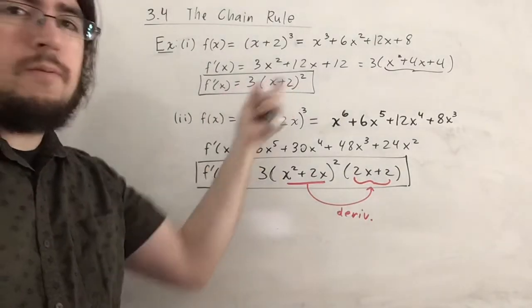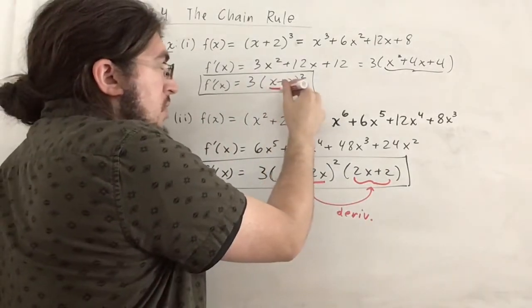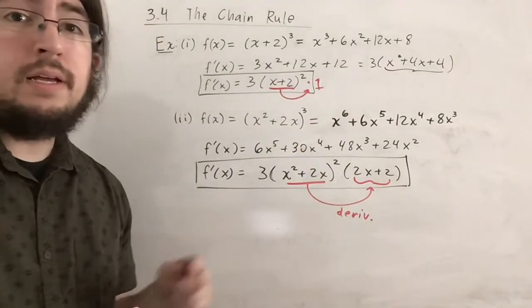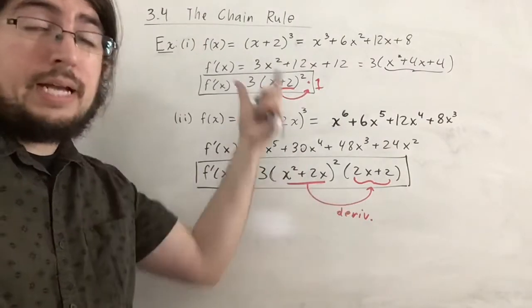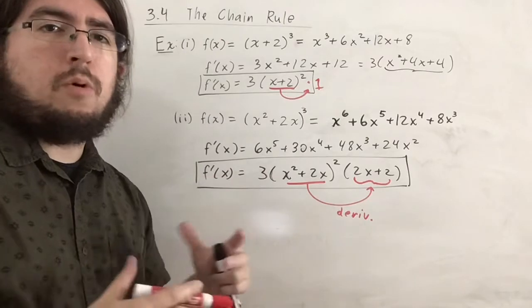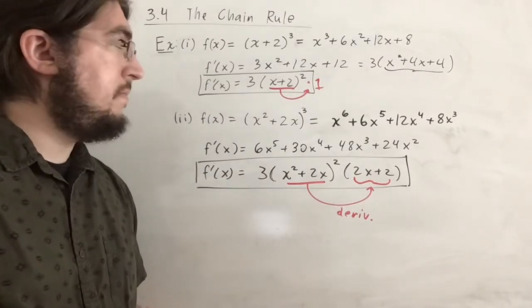Now what about here? Well, what was the derivative of the inside here? Derivative of the inside is just 1, and multiplying by 1 doesn't do anything. So in fact, that property is actually true here. So now I'm going to describe this phenomenon in a more general way.